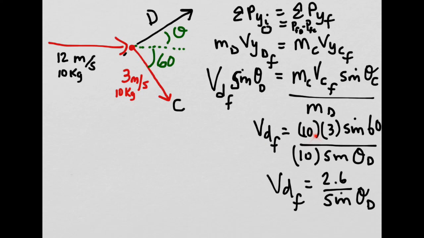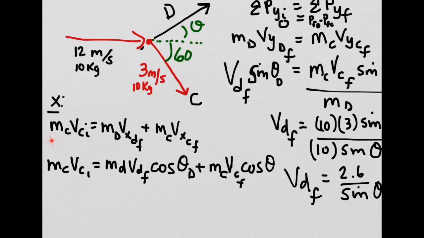I put in the numbers that I knew, and I solved for Vd final, 2.6 sine of theta d, that's what I don't know. So I'm going to bring this over in the x direction and solve. Alright, in the x, I have the sum of the momentum initially, which is only object C, equals the sum of the momentum final. In the x direction, momentum of object D in the x direction, momentum of object C in the x direction. These are both finals.